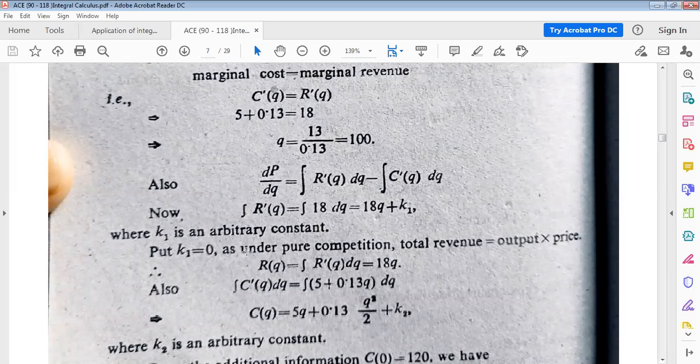If we put k1 equals 0 under pure competition, total revenue will be output multiplied by price. Actually, in our previous lecture we studied this. Revenue equals total output times price. So revenue equals R'(q).